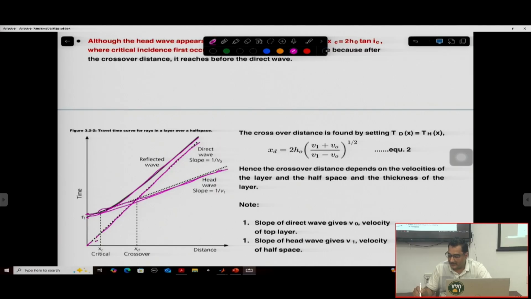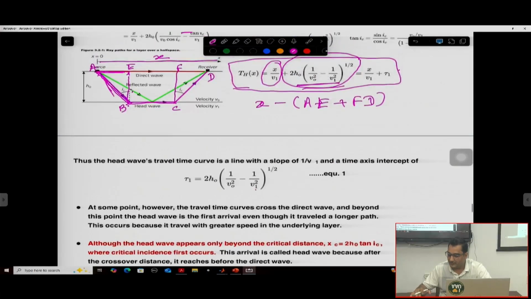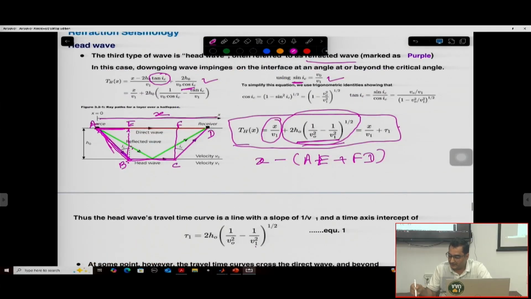Wherever the head wave is crossing the direct wave, this is the point where they are crossing, and this point is known as the crossover distance on the x-axis. If you take it down and measure it from the origin, then it is the crossover distance. So what is the crossover distance? Let me rub this.